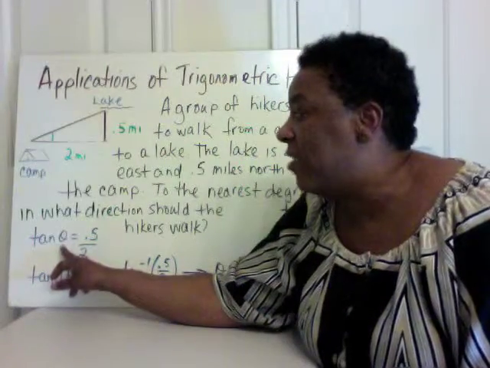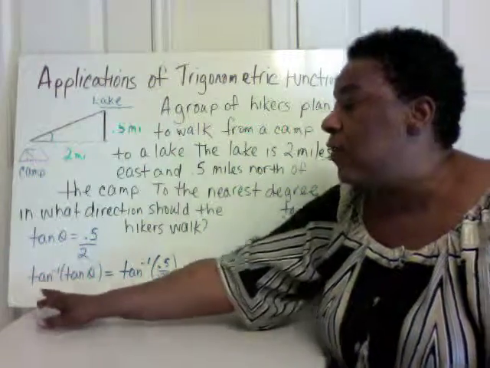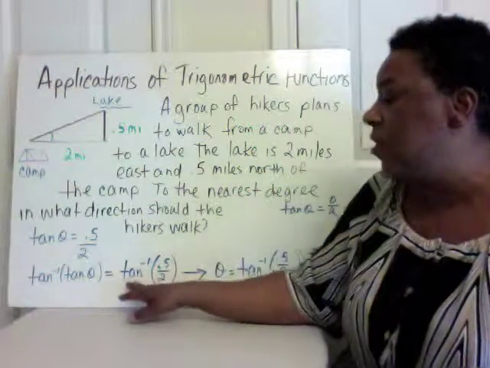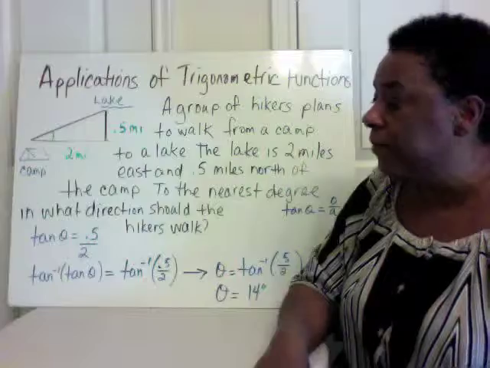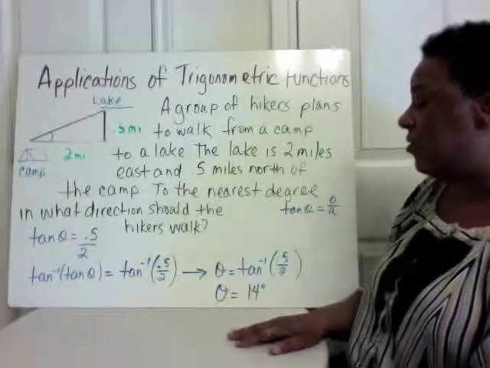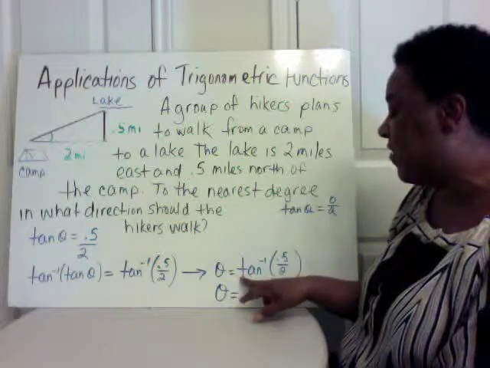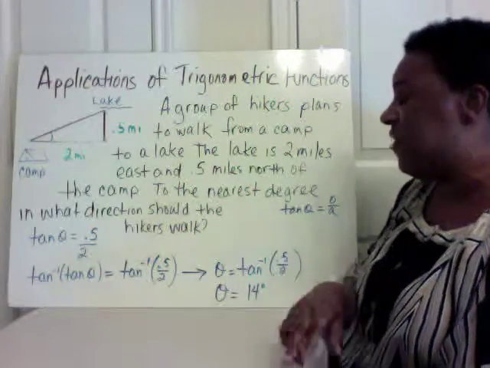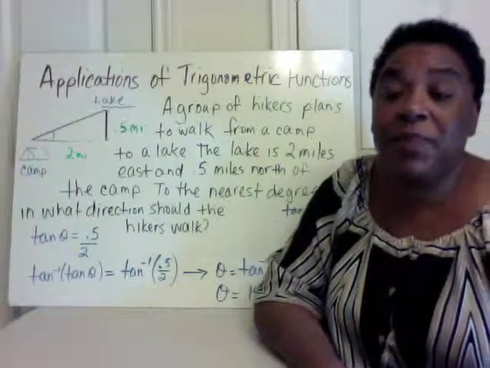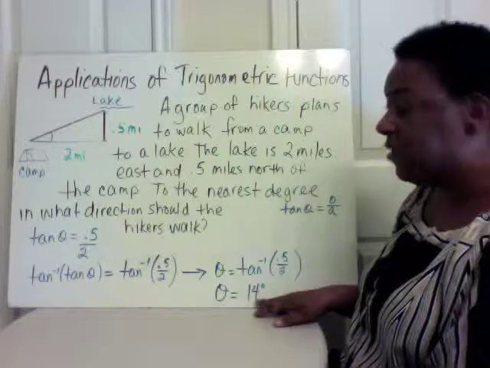So to find theta, which is the measure of the degree of the angle we're trying to find, we apply inverse tangent on both sides of the equation. Inverse tangent and tangent cancel out, so we're left with theta on the left side is equal to inverse tangent of 0.5 divided by 2. And when we put that in our calculator, we get that theta is equal to 14 degrees.